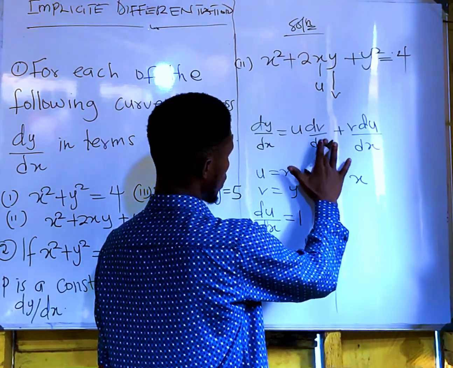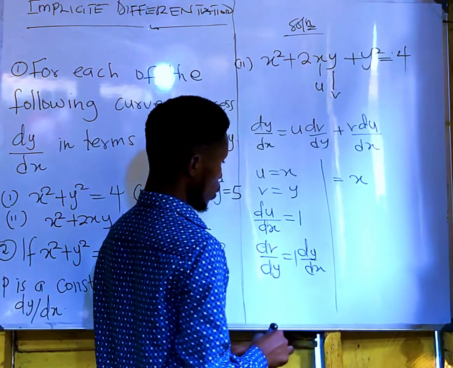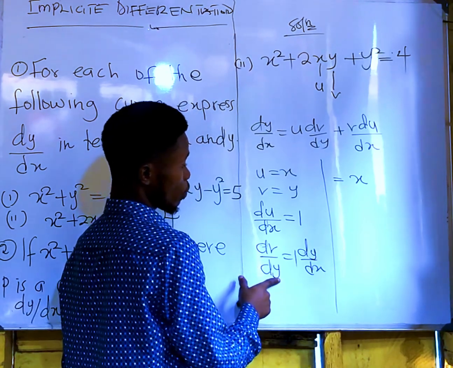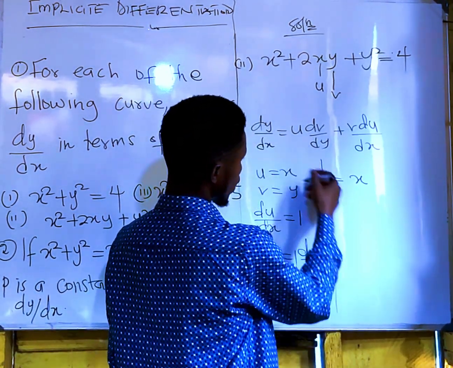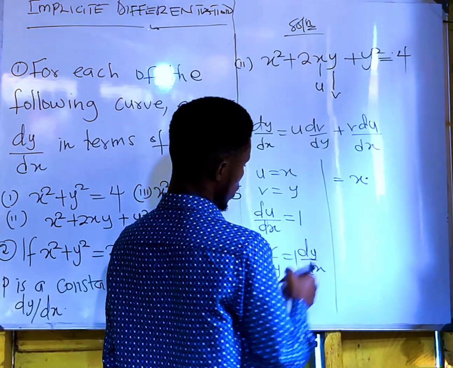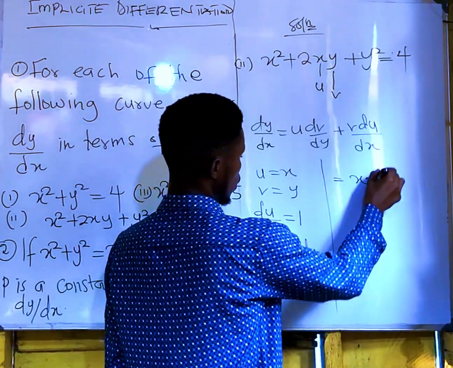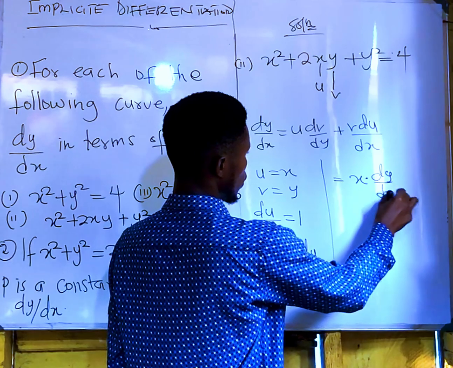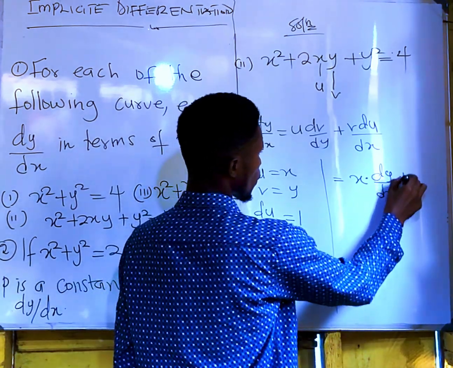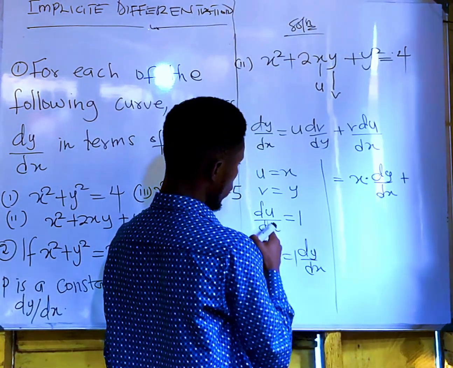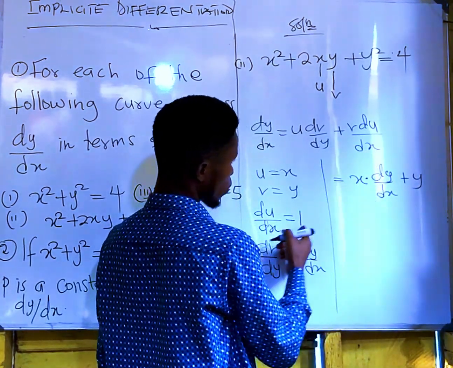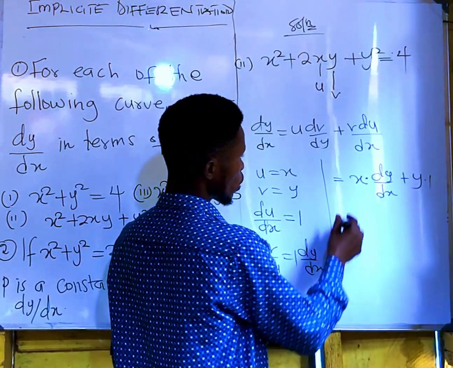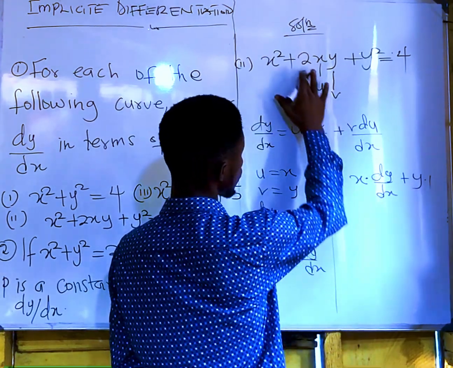So I think this one should be dy because of what you are differentiating it with. Is that okay? So dv/dy is dy/dx. Is that okay? Plus, if I come here, my v is y, du/dx, we had 1. So this is what we are going to get. After that, you multiply 2 by the whole of this.